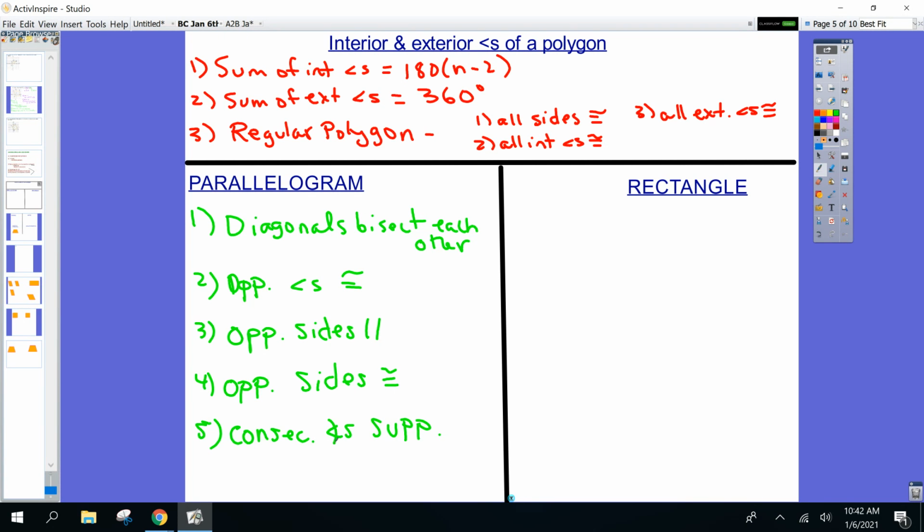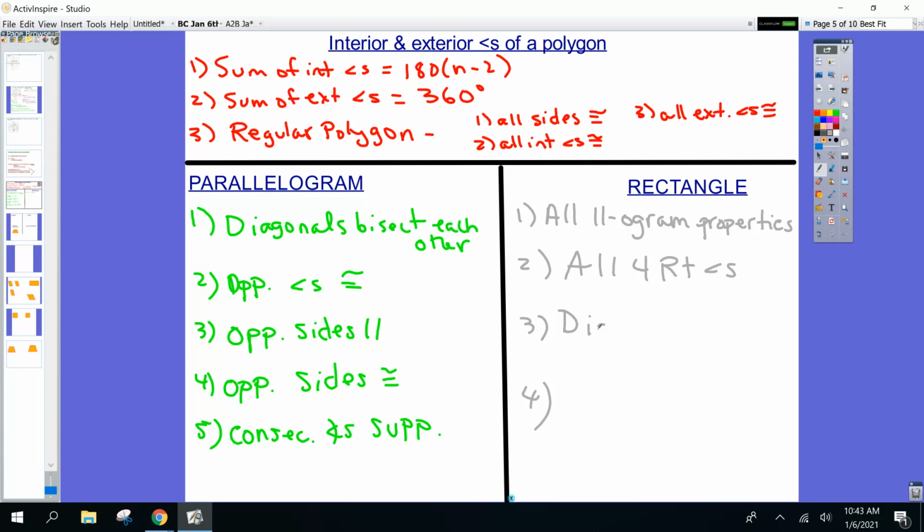Let's move over to the rectangle. I can't stress this enough. Do not forget the rectangle has all parallelogram properties. So those 5 we just went over, the rectangle has. And again, this is up on Classroom if you want a study sheet. Okay, 3 more properties of a rectangle that only apply to the rectangle. Anybody got something here for me? Let's roll. All angles are right angles. All 4 right angles. It's equiangular. Diagonals are congruent.